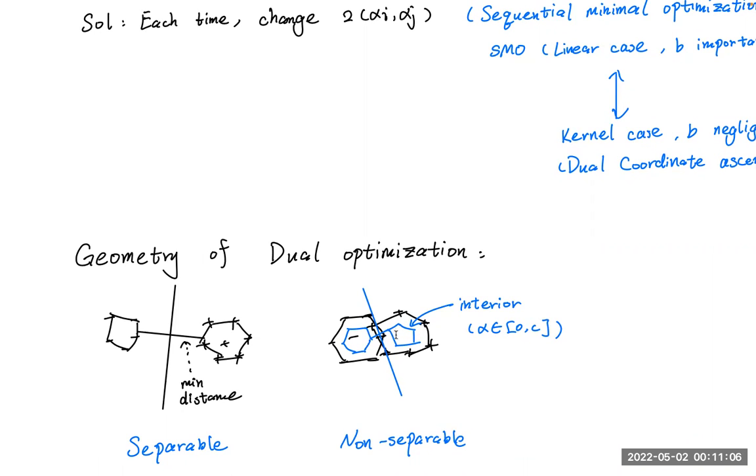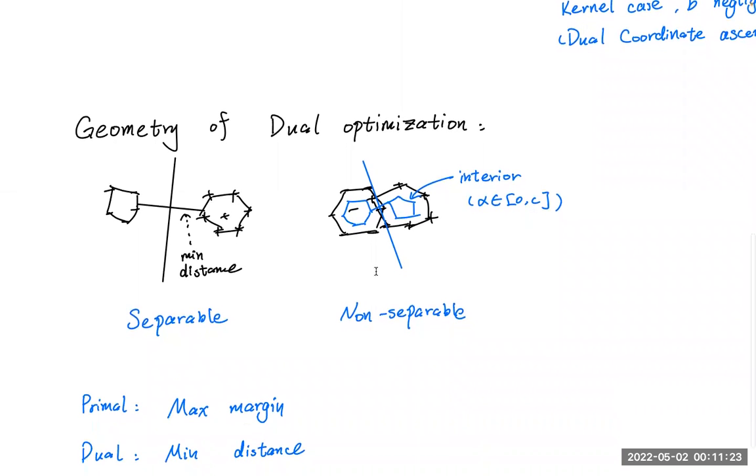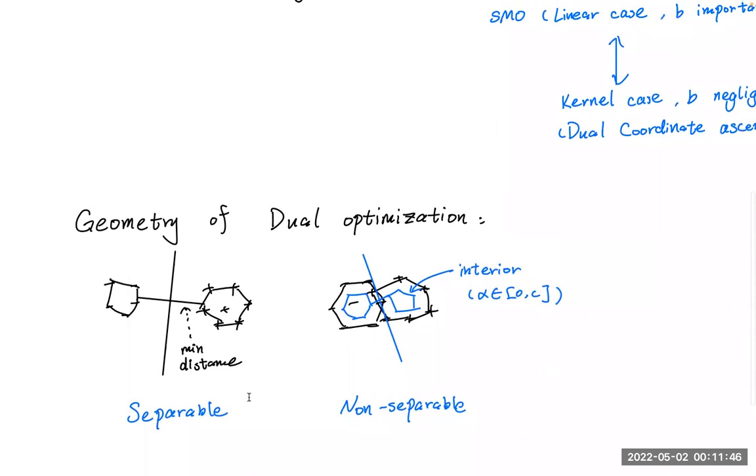So therefore, we find the minimum distance between the interiors for the positive convex hull and the negative convex hull. Okay, and then we cut in the middle. So we still have this minimum distance interpretation for the dual problem. But this time, instead of finding the minimum distance between the two convex hulls, we actually find the minimum distance between the interiors of the two convex hulls. So that's the key idea. Therefore, the primal problem is max margin geometrically, and the dual problem is min distance. So we still have this geometric interpretation.